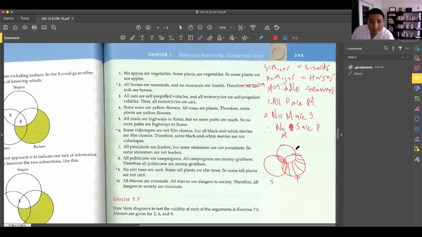Now you ask, is the information contained in the conclusion contained in the premises? The conclusion is no S are P, and it is contained in the premises. The no S are P is saying that there are no S's that are going to be P's, so these two sectors where the S's overlap with P's have to be empty, and they both are empty. So this one is going to be valid.